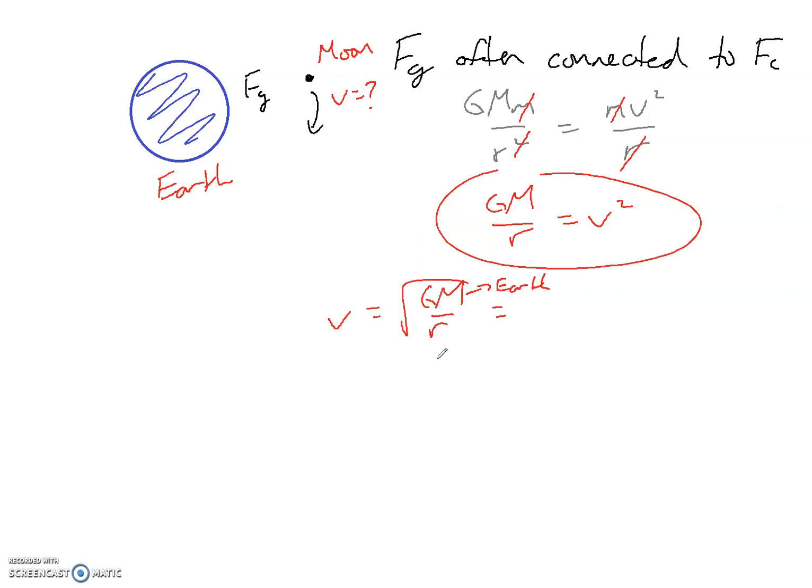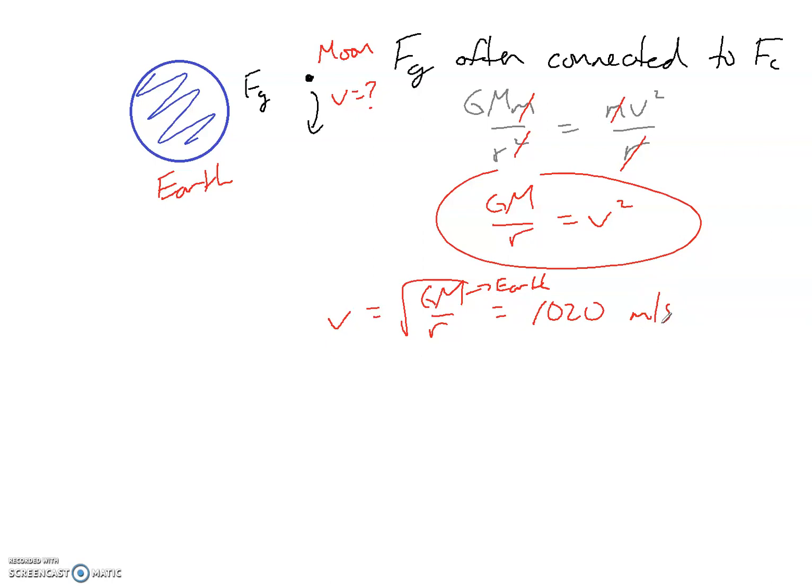And you can find approximately, on average, how fast the Moon is actually going. So if we put those values in, we'll get a speed for the Moon of around 1,020 meters per second. So that's how fast approximately the Moon on average is going around the Earth.